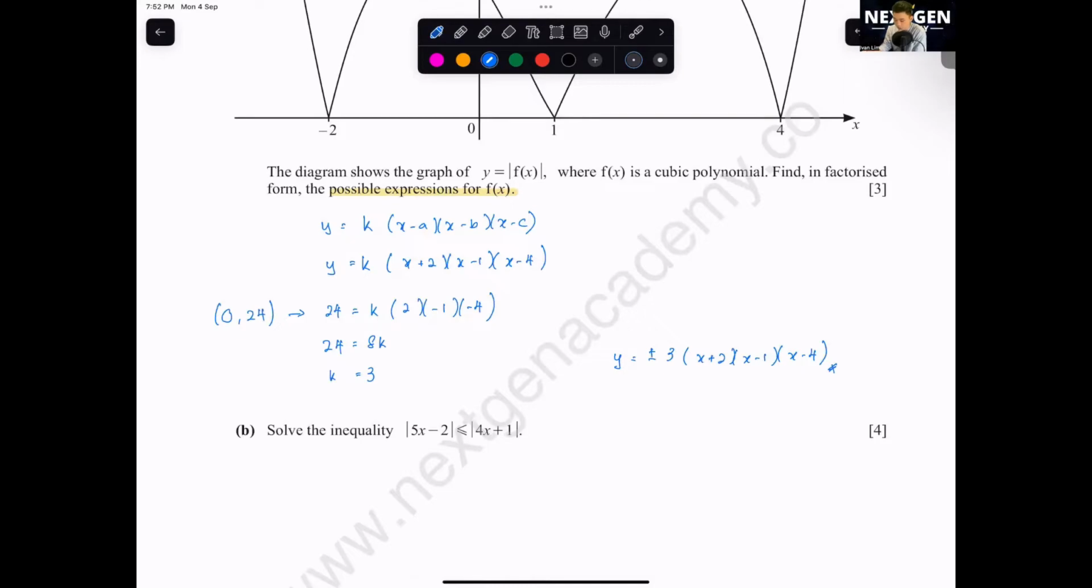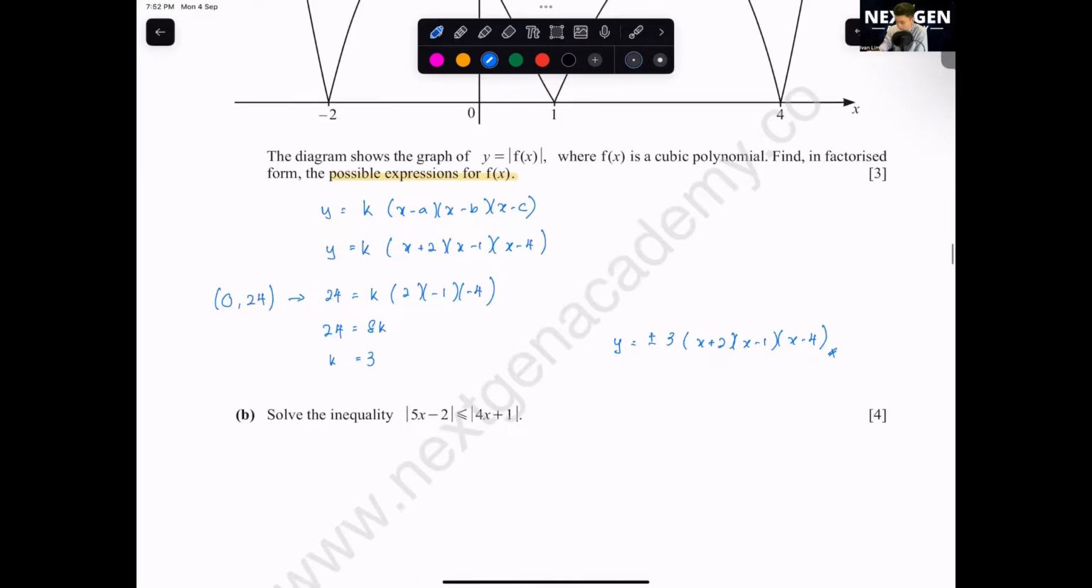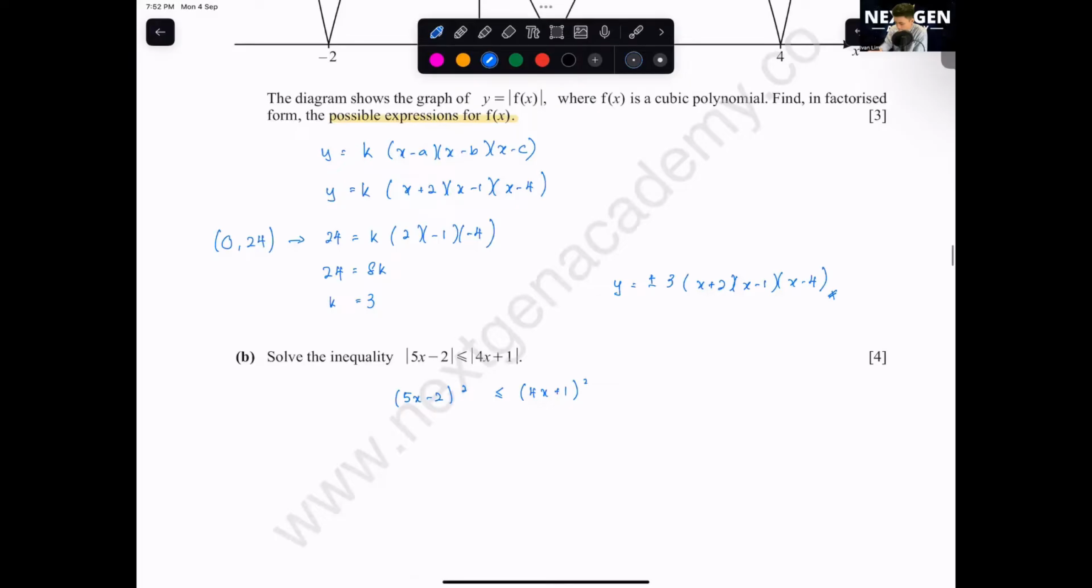We've got modulus on both sides. What do we do? We will square both sides. So (5x minus 2) squared less than or equal to (4x plus 1) squared. There are actually different ways to do it, but squaring would be the easiest, most straightforward. So 25x squared minus 20x plus 4 less than or equal to 16x squared plus 8x plus 1.